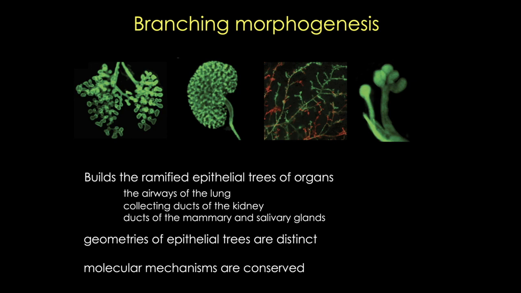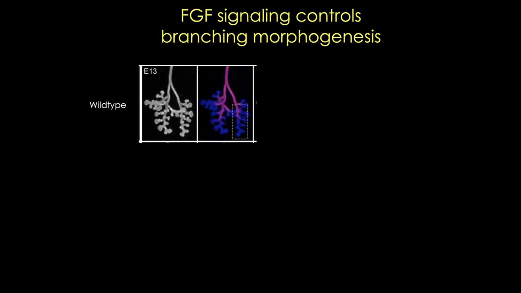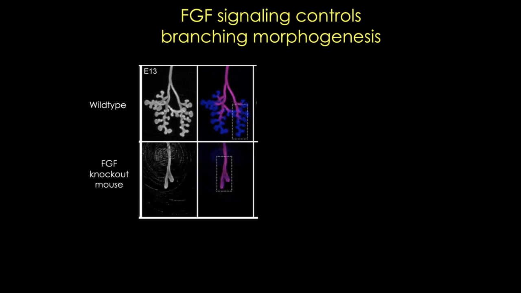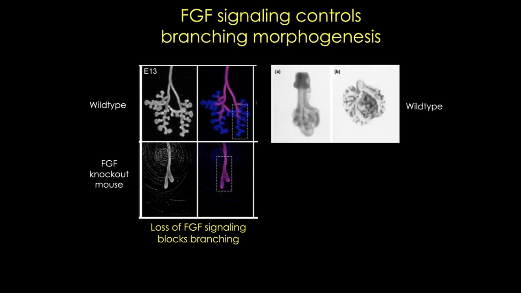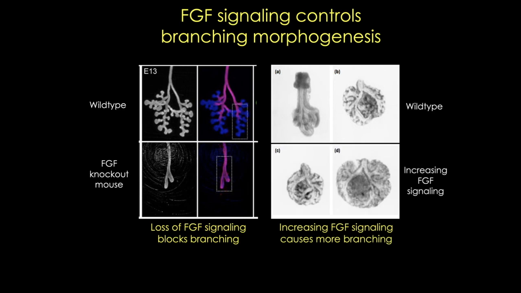We know that fibroblast growth factor is a major player, at least in mice. So here you see lung branching in a normal mouse compared to branching in an FGF knockout mouse. You can see that the branching is severely reduced. Conversely, if FGF signaling is increased in a culture of normal mouse lungs, more branching occurs. Now, there's some evidence that FGFs are important in humans, but these experiments also indicate that FGFs are critical for branching in lung development. And not surprising, they've also been implicated in kidney and salivary gland development.